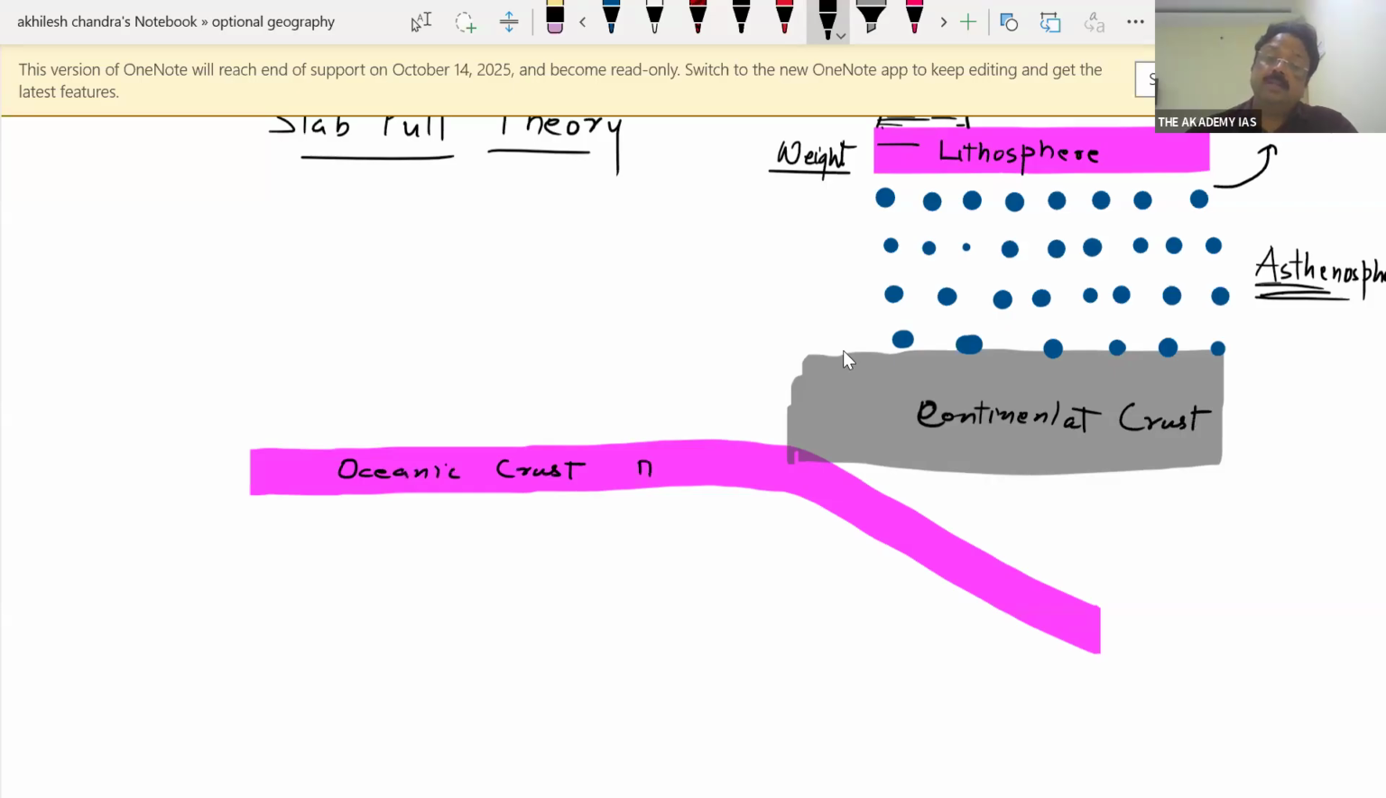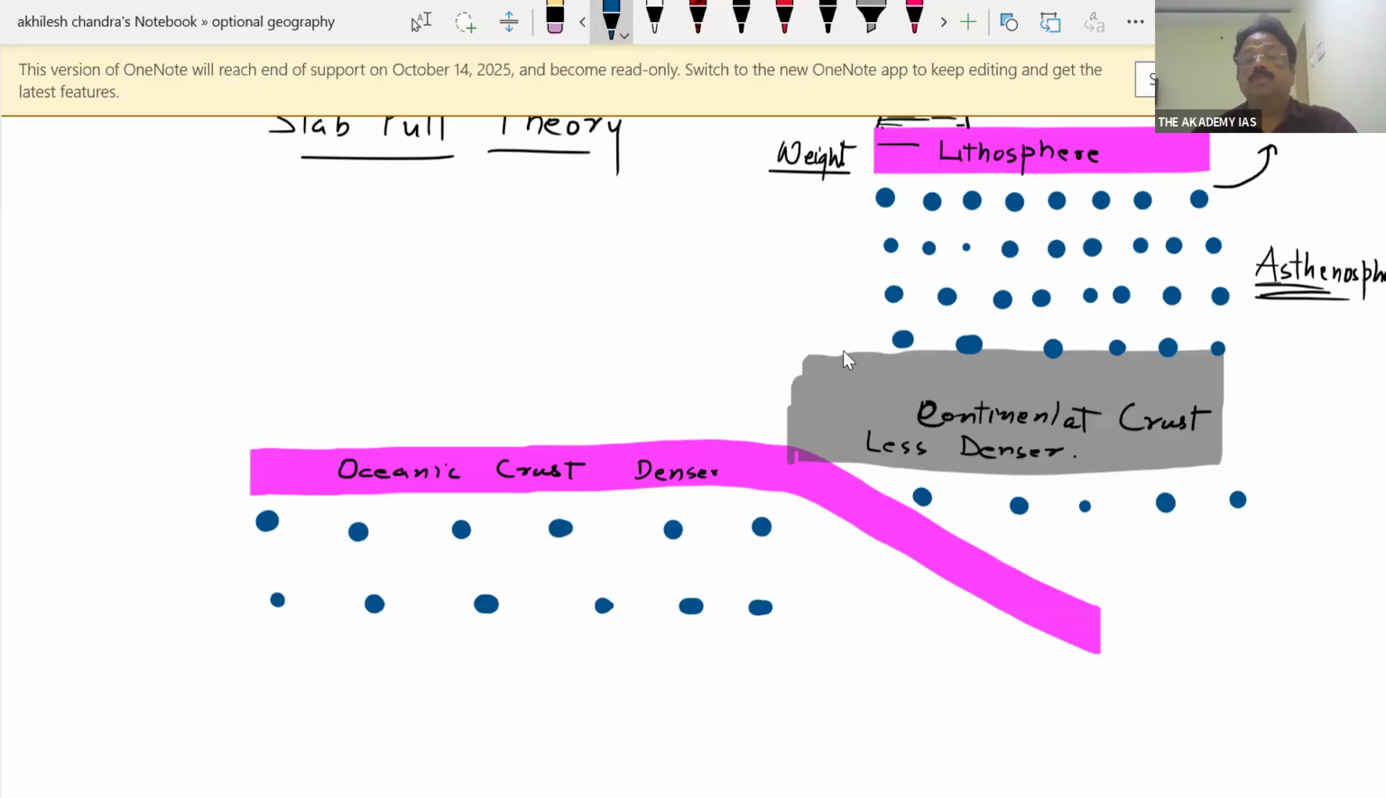Oceanic crust is denser, hence it subducts below the continental crust near the trenches. This was known. It is less dense. Why? I have discussed already. Now what happened? It is actually floating over the asthenosphere. As long as it was just floating over the asthenosphere, there was no problem.